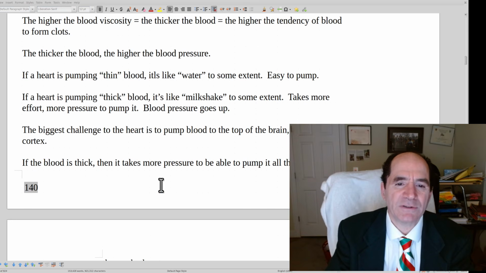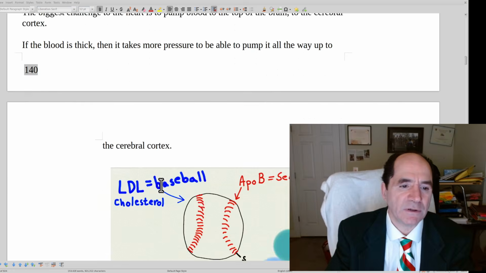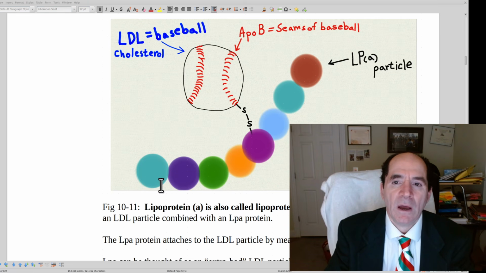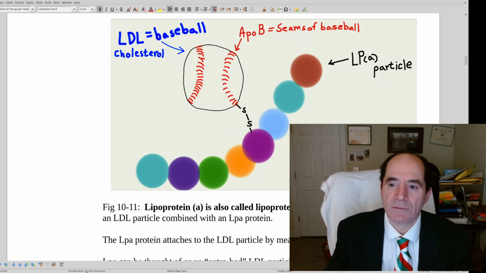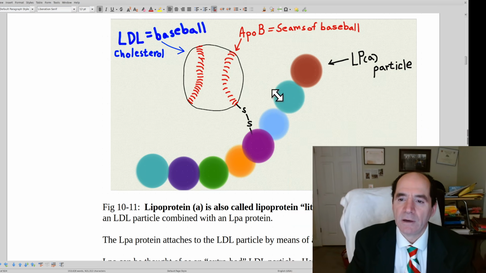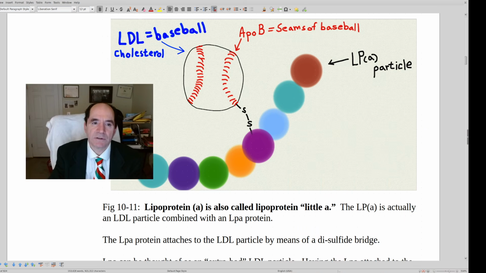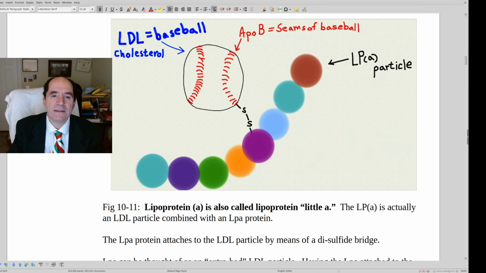And Ancel Keys showed this back in the 1950s, that cholesterol was a major risk factor for atherosclerosis. Okay, now I'm going to talk about something that's a little bit of a hot topic recently, and this is something called LP little a.